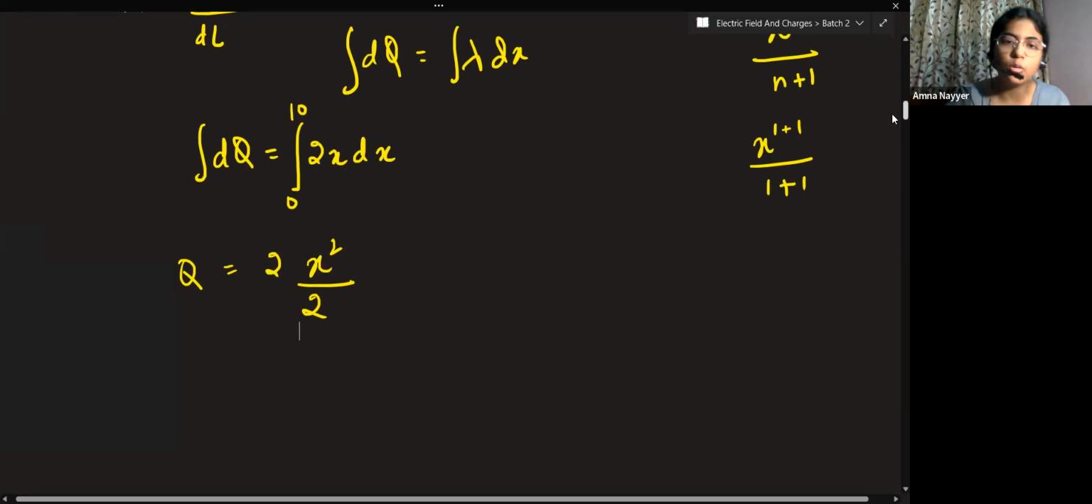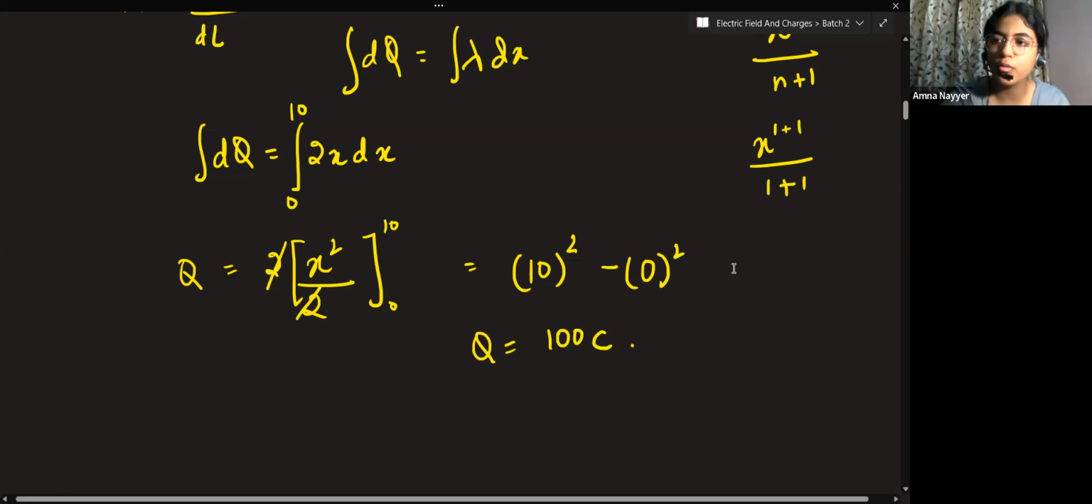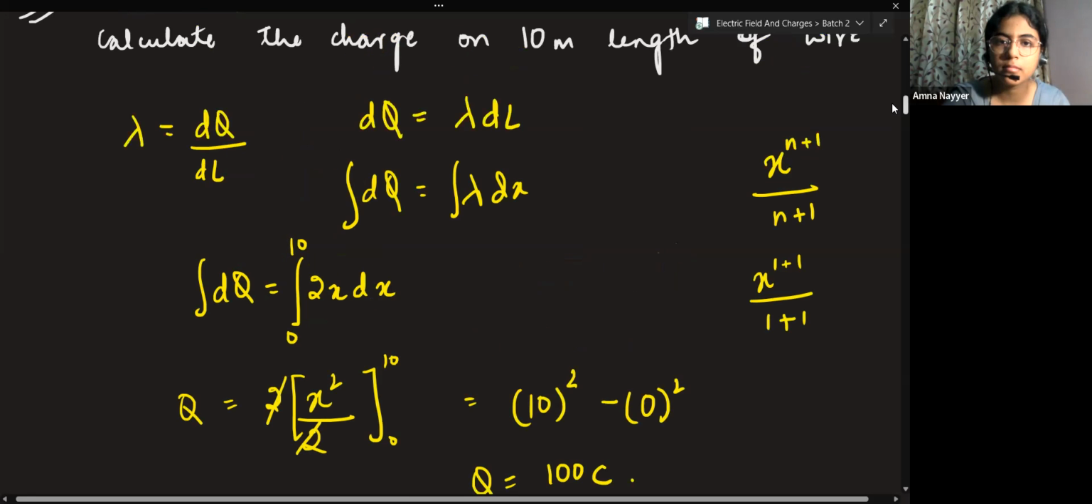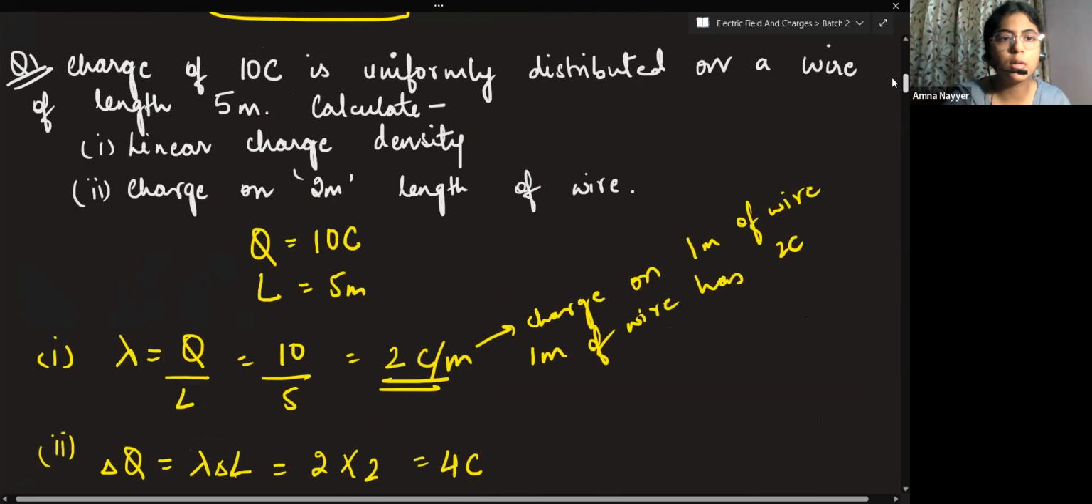If anybody has doubts in solving or in your basic calculus, you can ask me right now. And the limits are from 0 to 10. So 2 will get cancelled. Upper limit square minus lower limit square. Why are we squaring it? Because x has the power 2. So this will be 10 to the power 2 minus 0 to the power 2. 0 is 0, so your charge will be 100 coulombs. Clear? Both the cases, non-uniform and uniform. All right, so note down this one as well.